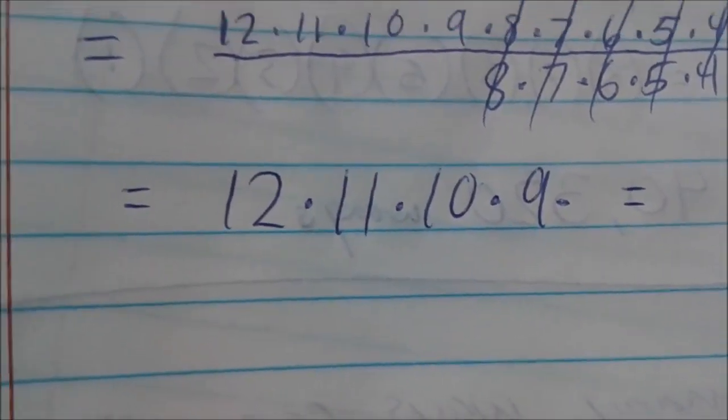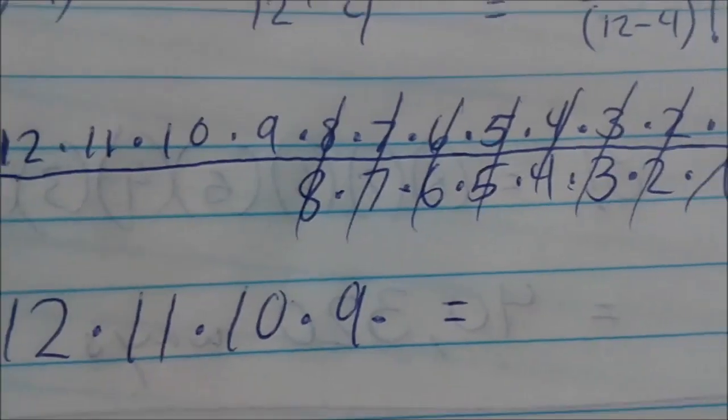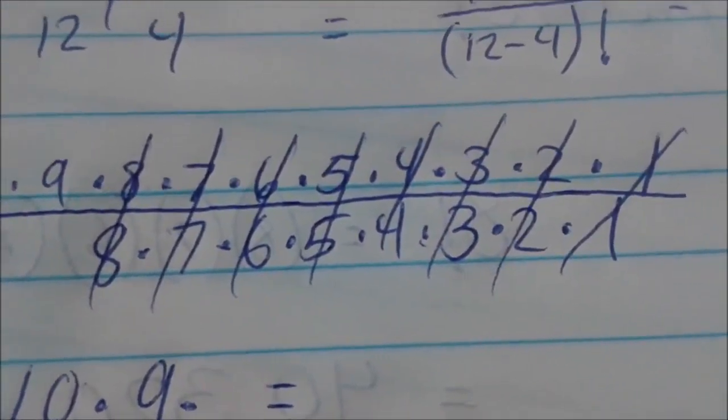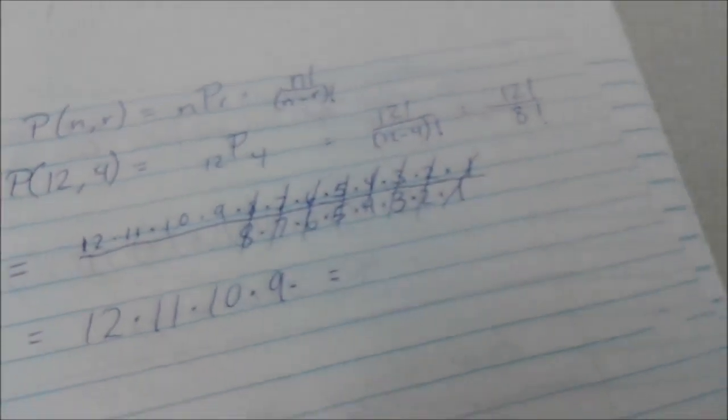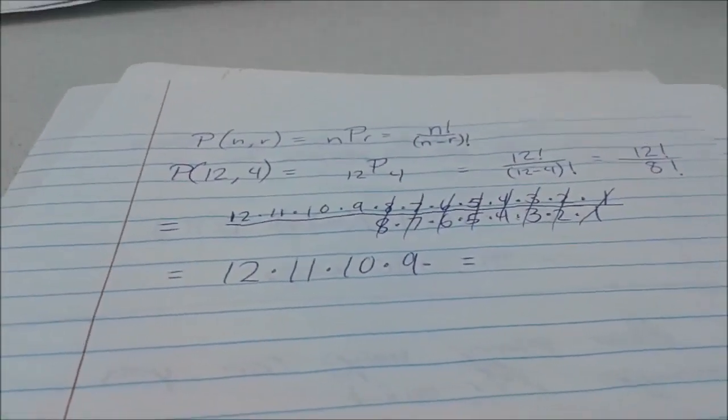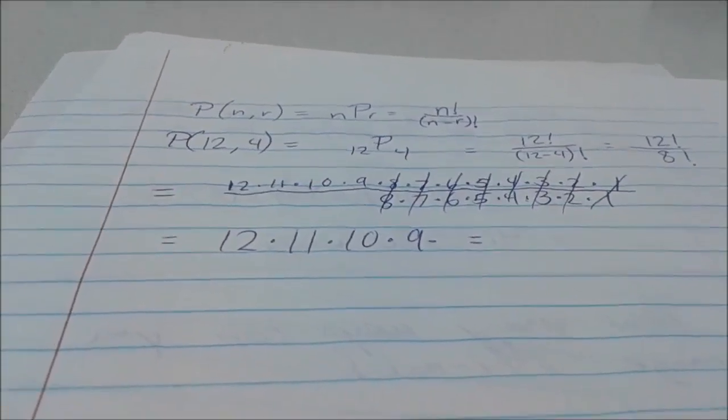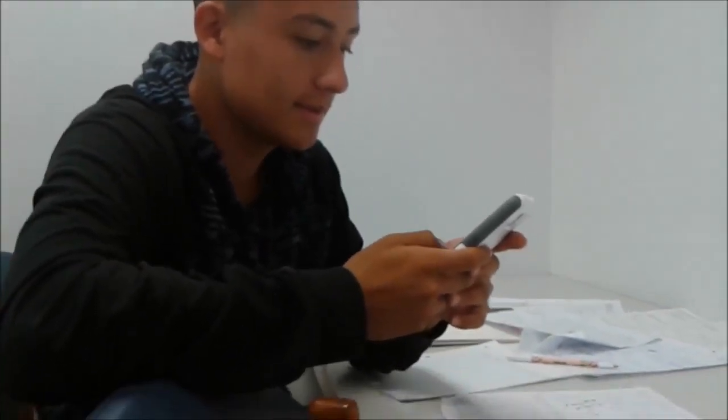Alright, then that gets you 12. That you have to cross out like terms. Then that gets you 12 times 11 times 9. And then let's see. I gotta do this on the fly. What is it, Brian? 12 times 11 times 10 times 9. Okay, 12 times 11 times 10 times 9. I totally forgot to do that. And that is 11,880. That's your answer.